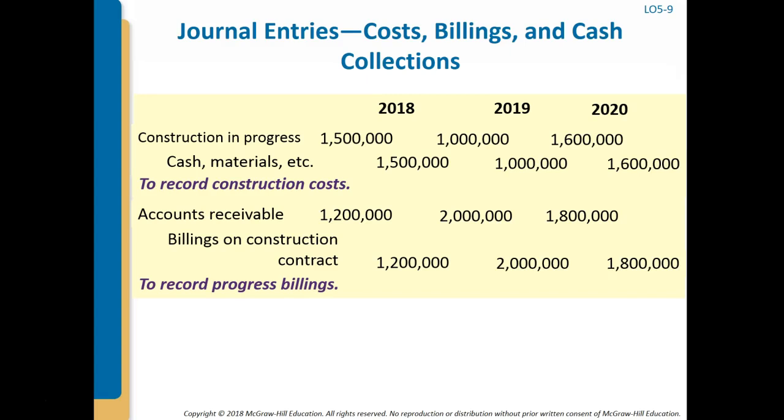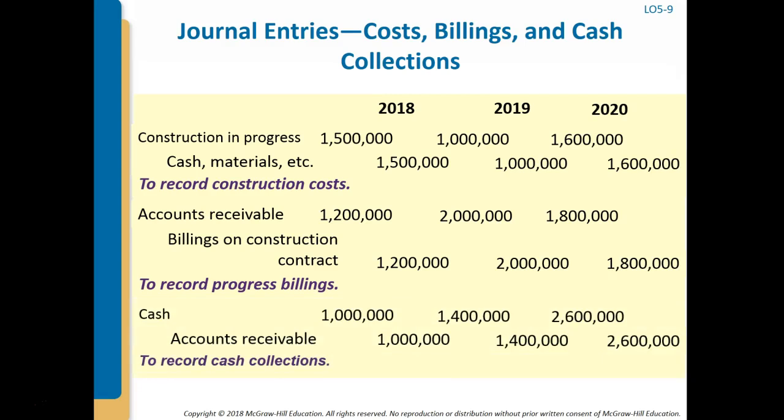The first journal entry shows Harding's various costs during the construction process in an asset account called Construction in Process, or CIP. Think of CIP as work in process inventory. It contains the asset that Harding is building. The second journal entry records the periodic billings by crediting billings on construction contract at the same time that accounts receivable is debited. This account is a contra account to the CIP asset. Why create the billings account?